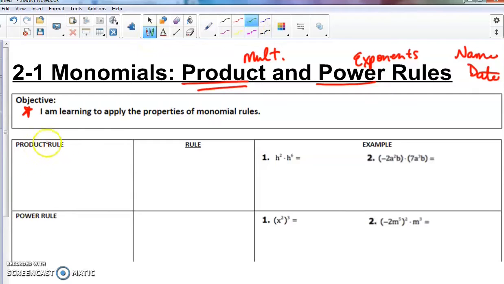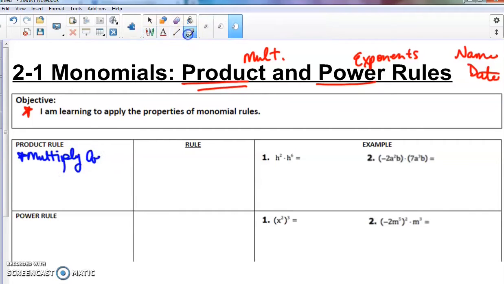Alright, for our product rule, we have two main steps. And the first main step is that we're going to multiply coefficients. Oh, my C turned into an O there. Oh, I erased a lot. That's okay. Multiply coefficients.